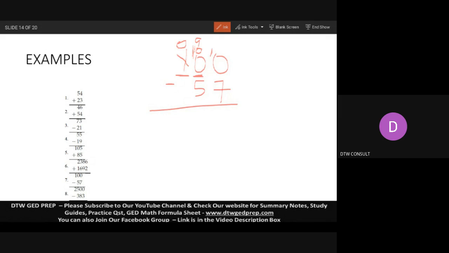So 10 minus 7 gives us 3. And then what we have here is 9. 9 minus 5 gives us 4. And then you have nothing left, so you just have 0, which can be omitted. So the final answer is 43. So we move to the next one.